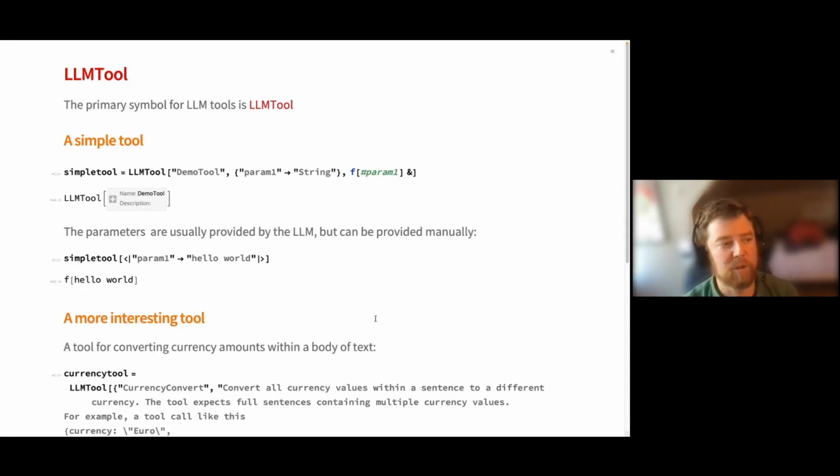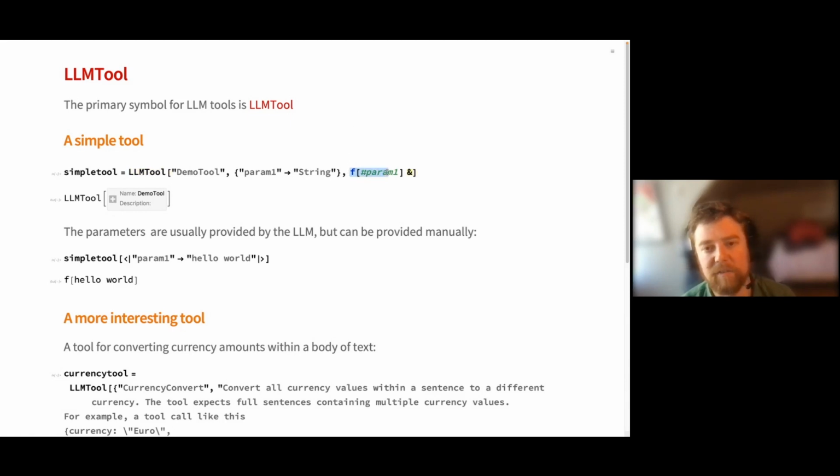So how do you work with tools in Wolfram language? The main symbol to think about is LLMTool. This was released in 13.3 and version 14, and it's documented, and you can look it up and use it. Here's the simplest use case where you give the tool a name. That's what the LLM calls it when it's trying to use it. You say what parameters the LLM should provide. This one just has a single parameter called param1, and the Wolfram language is going to treat the value of that as a string.